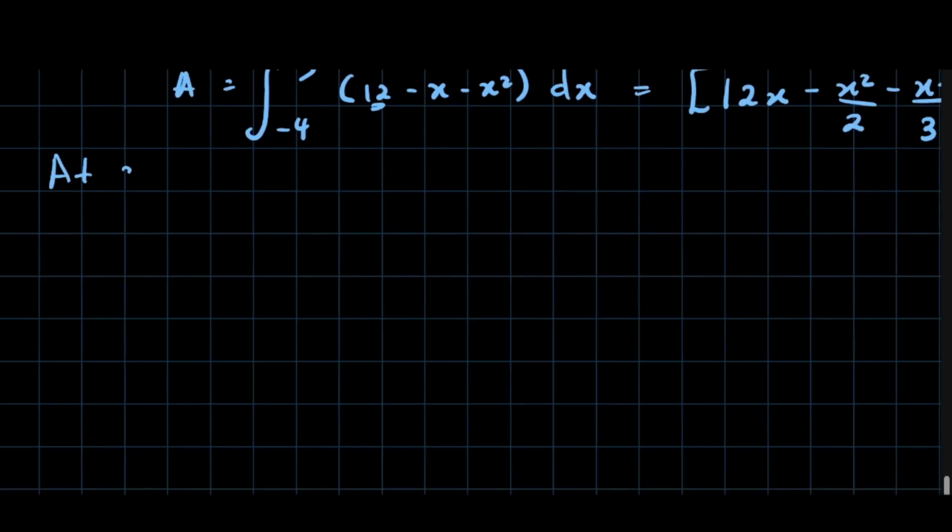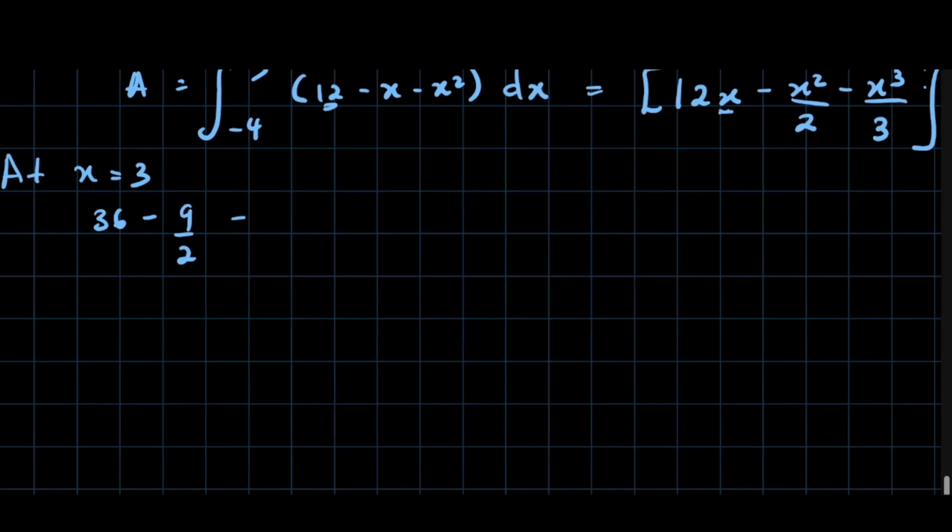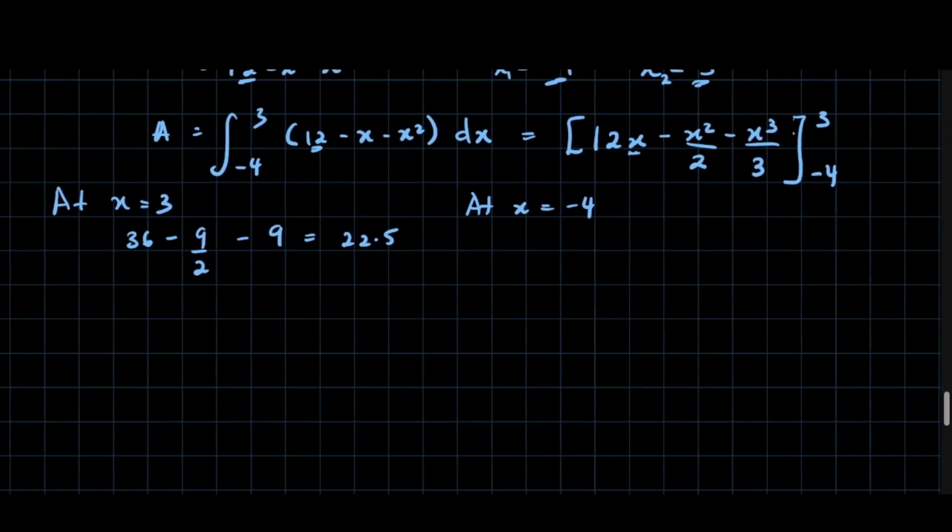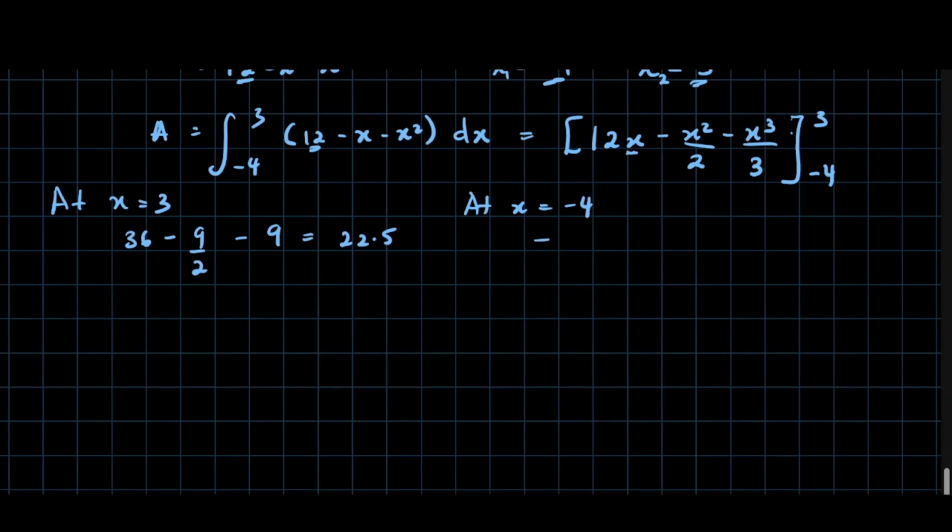At x equals 3, we have 12 times 3, which is 36, minus 3 squared over 2, that's 9 over 2, minus 3 cubed over 3, that's 9, which equals 22.5. And at x equals minus 4, we have 12 times minus 4, which is minus 48, minus (minus 4) squared over 2, that's minus 8, plus 64 over 3 for the last one, which equals minus 34.67.